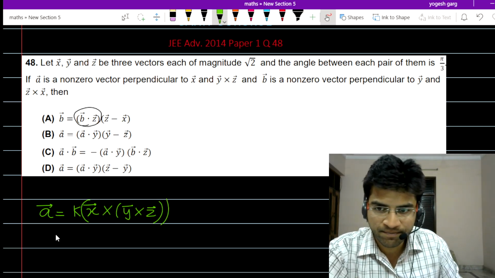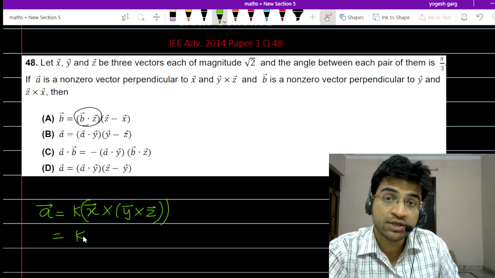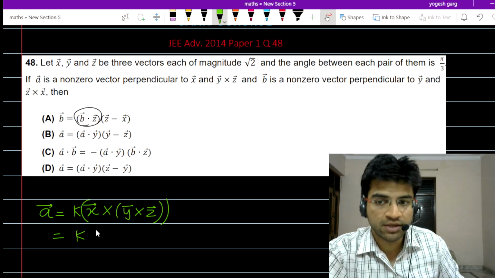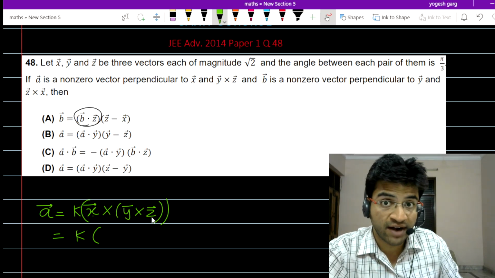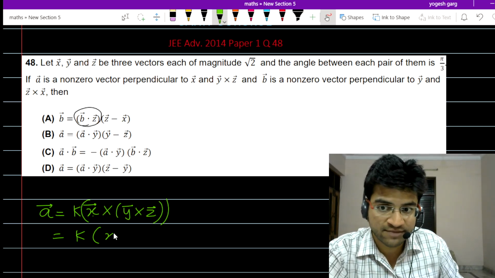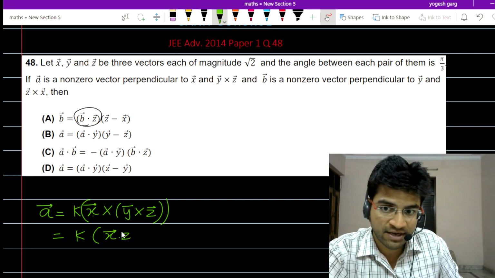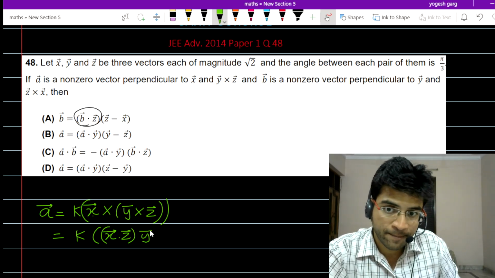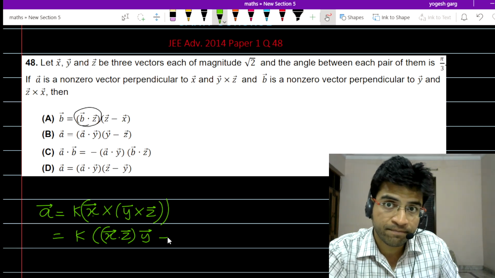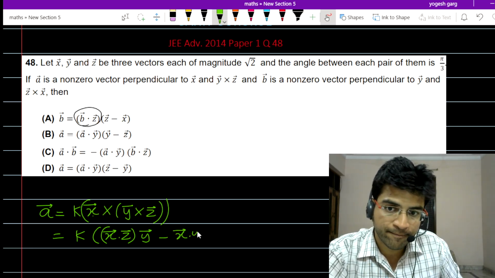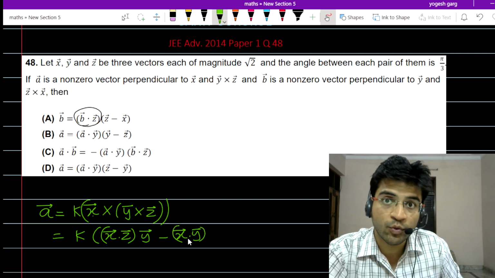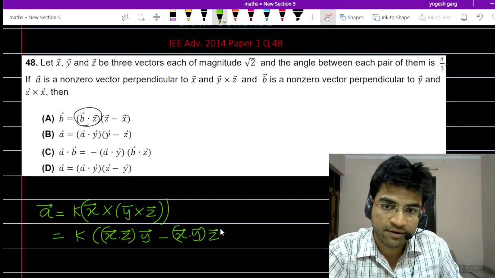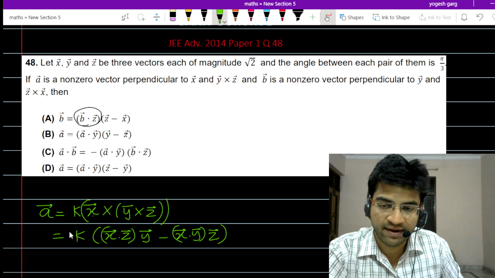Now expand this. We will get k, use BTP, the vector triple product. So k into x vector dot with the farther vector, which is z vector, so x vector dot z vector into y vector, minus x vector dot y vector into z vector. Fine. So this is A vector.